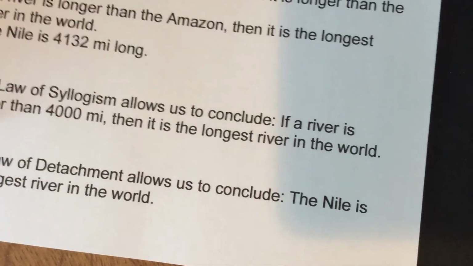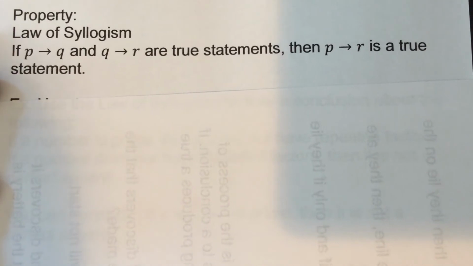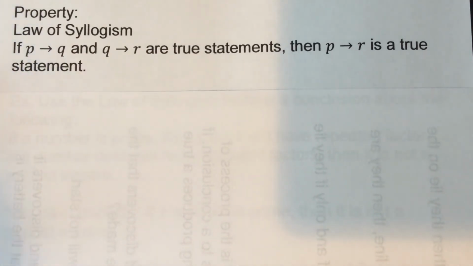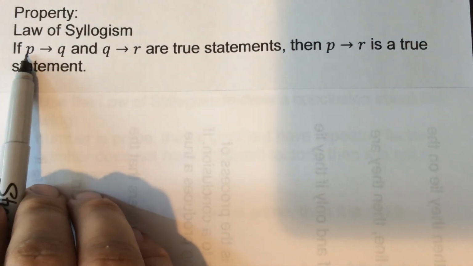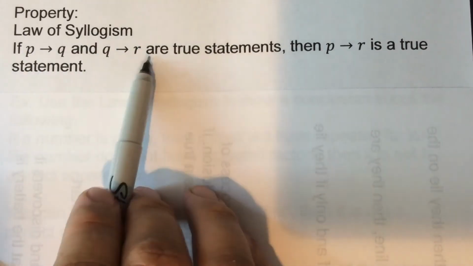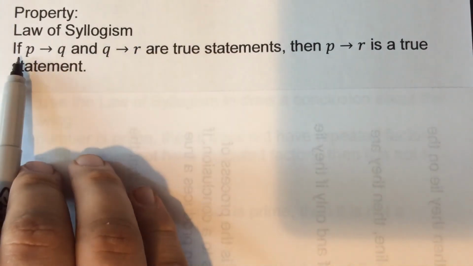The other part of this is the law of syllogism. And I don't know if I'm pronouncing that right. English people can probably correct me on this, but that's how I'm going to say it. So, law of syllogism: if P implies Q and if Q implies R are true statements, then P implies R is a true statement. Think of this as the transitive property of statements. So if P, then Q, and if Q, then R, we can just jump straight from P to R.